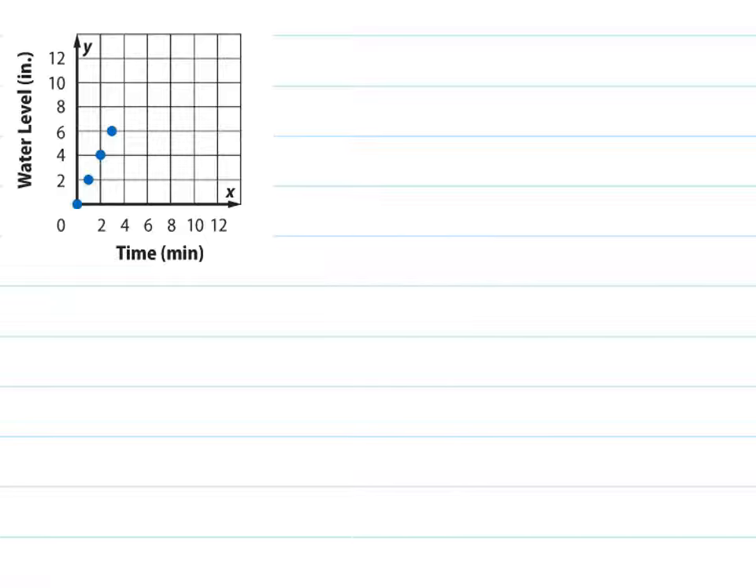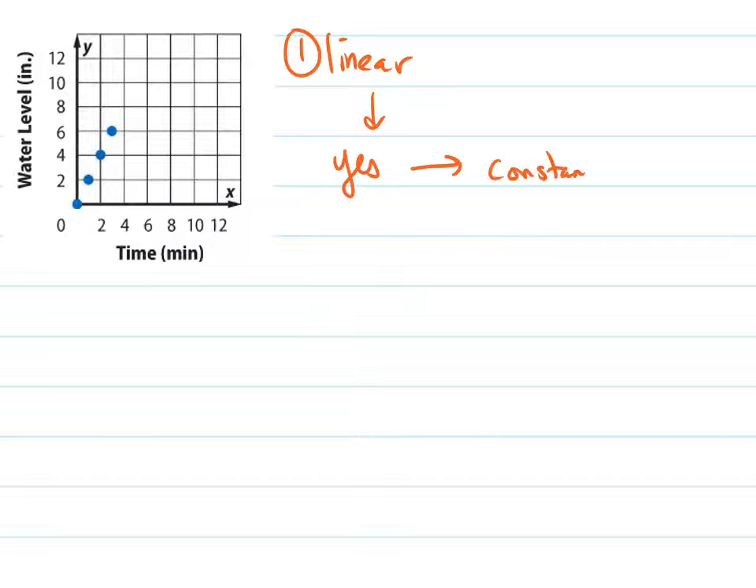Let's look at an example with a graph. First, we want to see, is it linear? And if yes, get the constant rate of change. If no, why not?